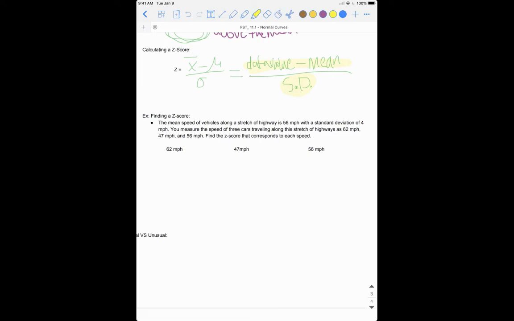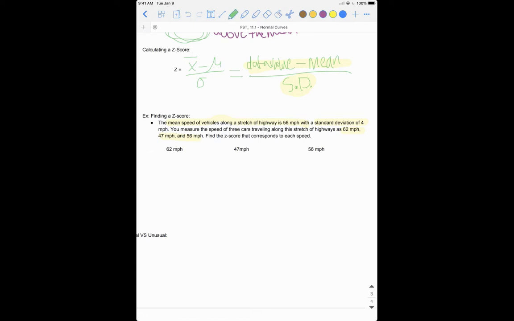So first, let's think about what we need. We need our data value, we need the mean, and we need the standard deviation. Okay, so let's see, mean speed is 56 miles per hour, standard deviation 4, and our data points 62, 47, 56. So let's find our z-scores for each one of these.